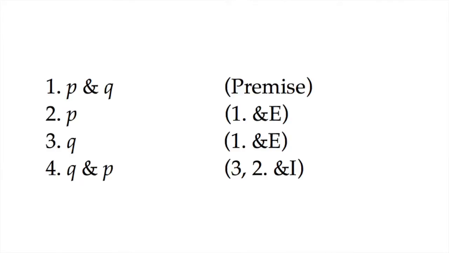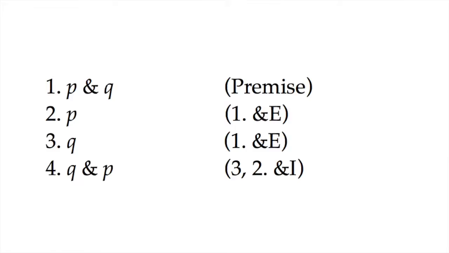What you see on the screen right now is a logical proof. It is a natural deduction. You can see that every line of this proof is numbered. You're always going to do this when you write a proof. The very first line is just the premise of the argument. So line 1 says P and Q. And then on the right-hand side, in parentheses, I've written down that this is the premise of the argument. Line 2 says P. And I've written that down because of what line 1 says.